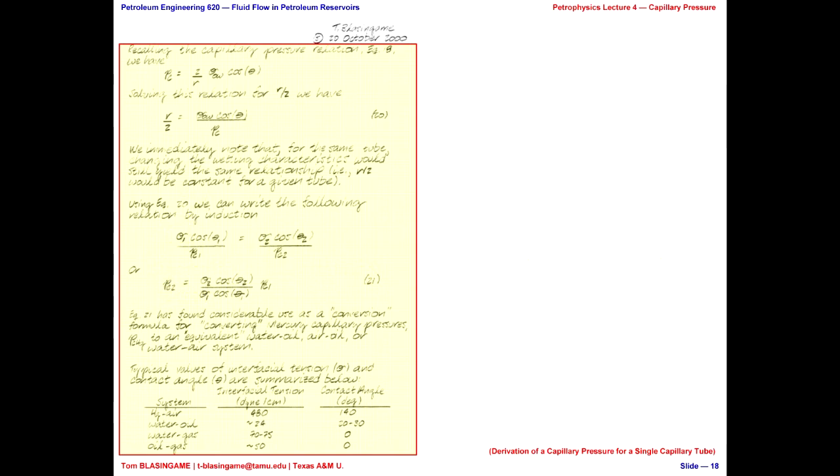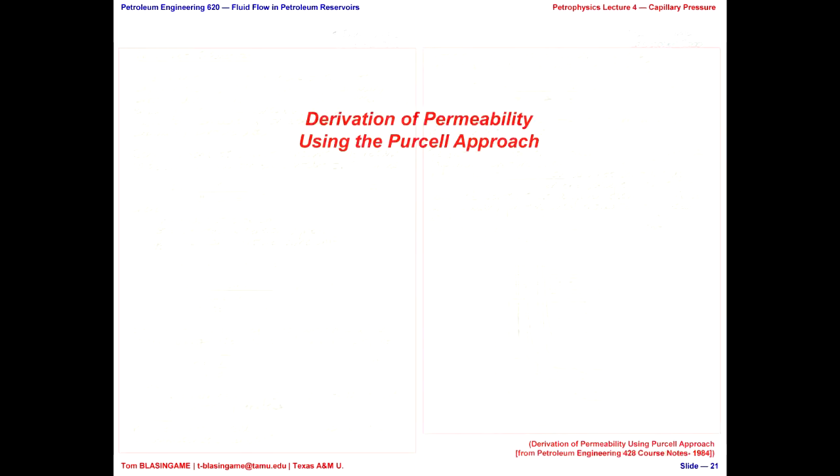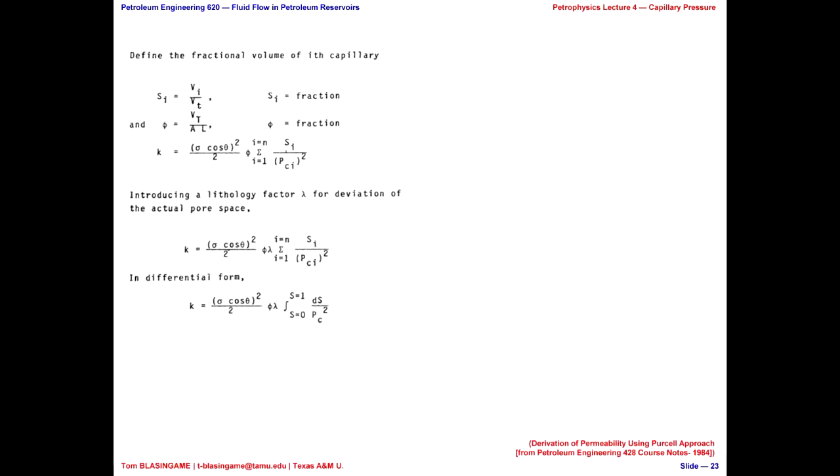It's just a rescaling. And what you're doing is you're assuming that R over 2 is your constant, and then you're setting the equations equal. And by that, you get a relationship that defines the capillary pressure at one condition and the capillary pressure at another. I'm going to skip the derivation of the Leverett function. I'll let you come back to that. And I'm also going to skip this. You can come back to that.